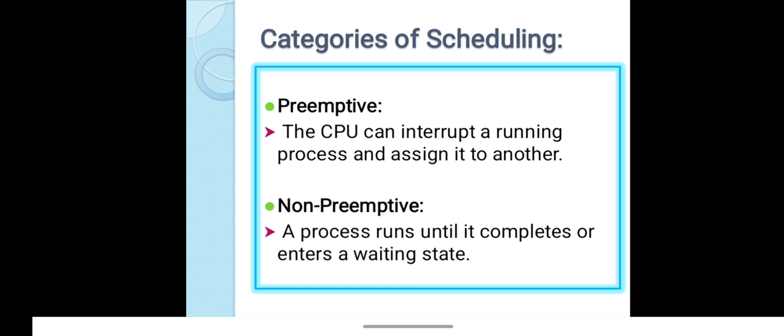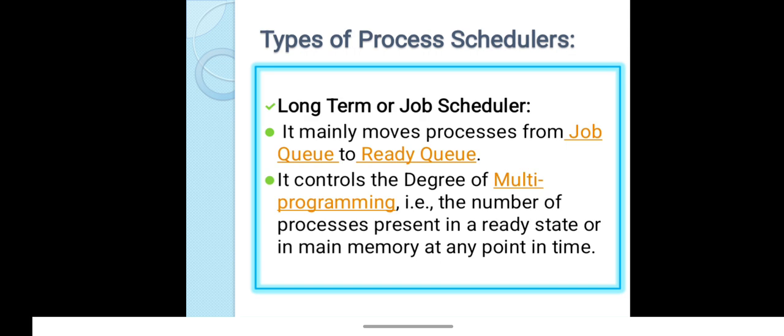And in non-preemptive, a process runs until it completes or enters the waiting state. It is called the non-preemptive state. And it has some process schedulers. First one is the long-term or job scheduler. It selects processes from this pool and loads them into the memory for execution. It works very infrequently. It controls the degree of multi-programming.